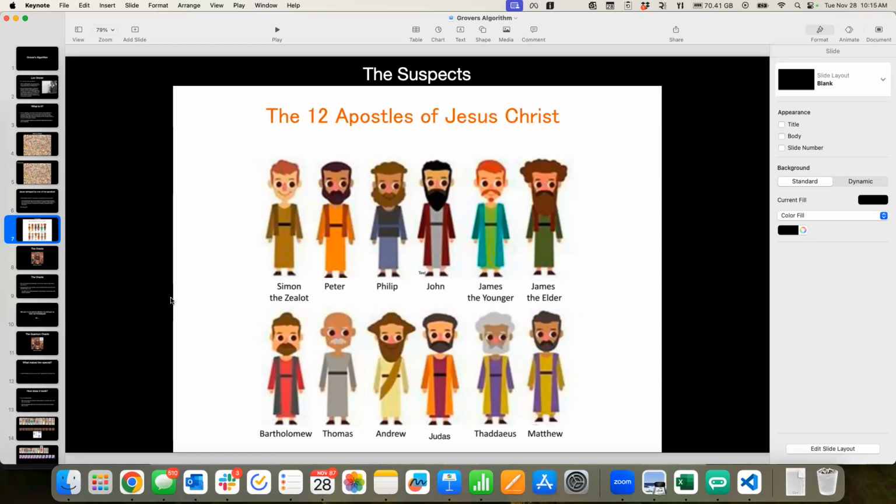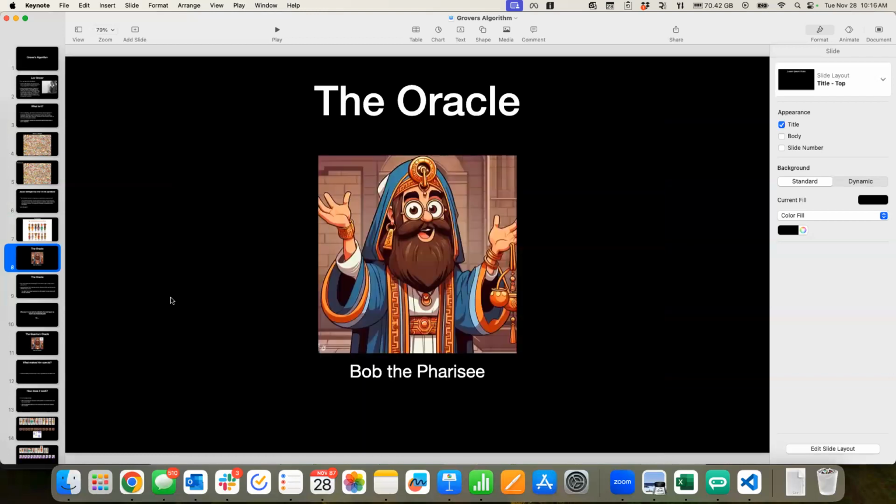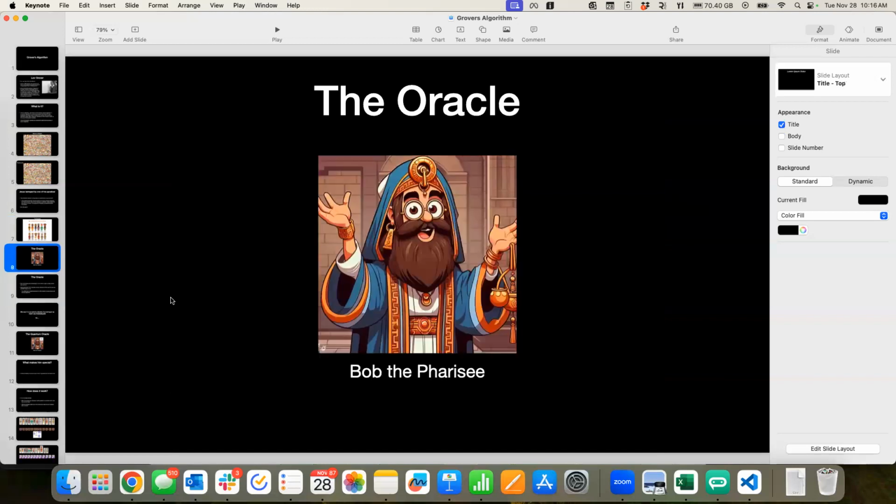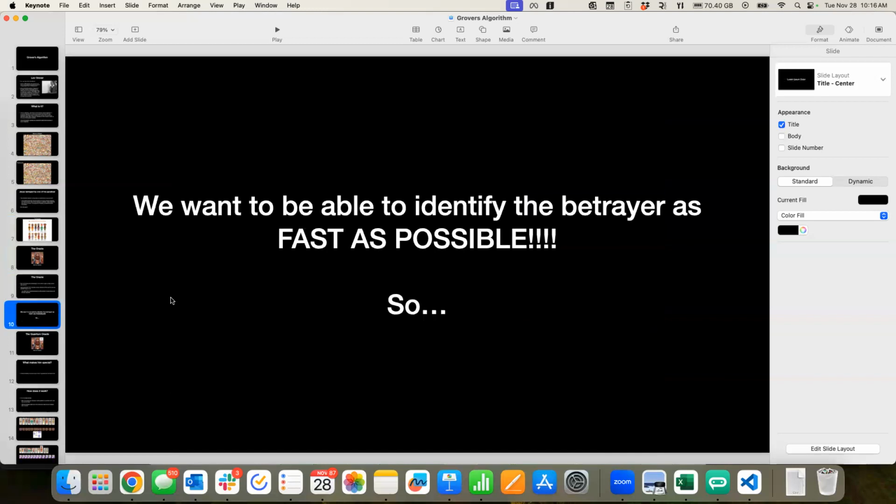And then in Grover's algorithm, there's this component called the oracle. Just like all of us in here, if we put somebody in front of us, we can determine, is that Waldo or is that not Waldo? The oracle in this particular problem is one of the Pharisees. So this guy knows, is this the one who betrayed Jesus or is he not the one that betrayed Jesus? This is Bob the Pharisee, by the way. That's where he came from.